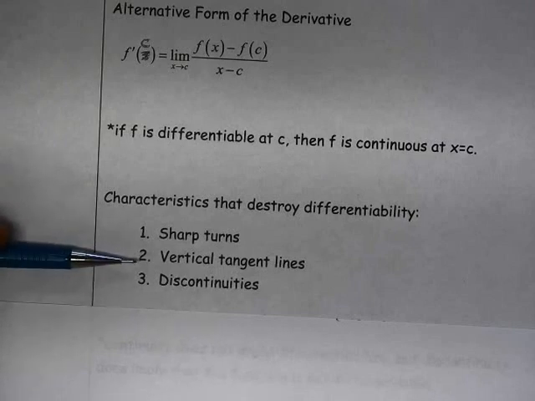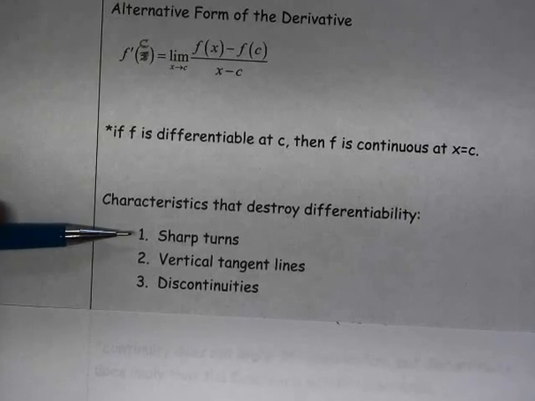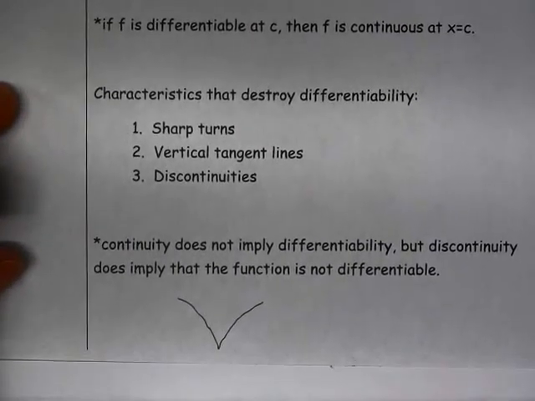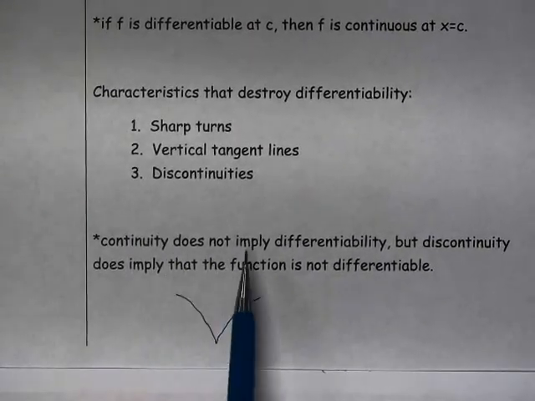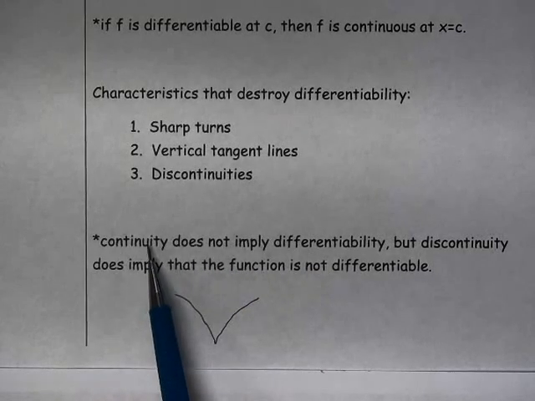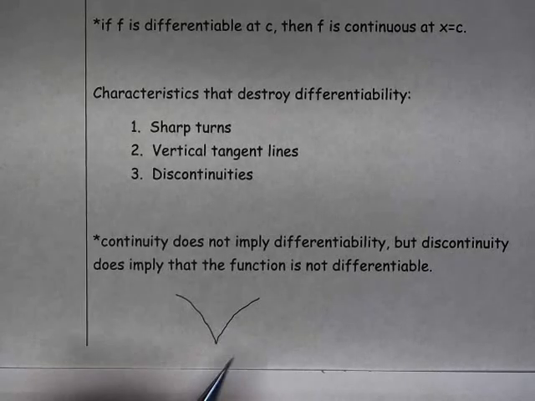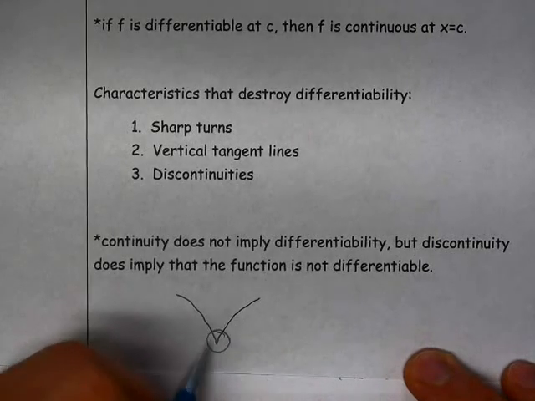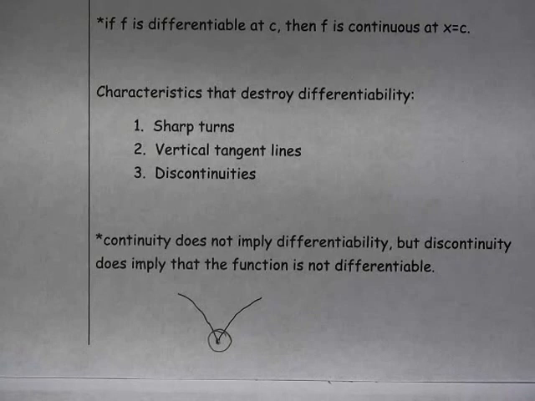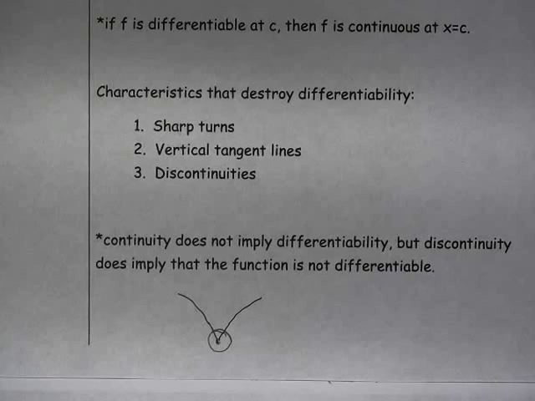If we have vertical tangent lines, that destroys differentiability. Or if we have sharp turns, that'll destroy differentiability as well. Right? So continuity does not necessarily imply differentiability. A function could be continuous and not differentiable. And here's a good example of a sharp turn. We have a function. This function would not be differentiable right at that point there. Right? If you have a discontinuity, then that definitely does mean that your function is not differentiable.